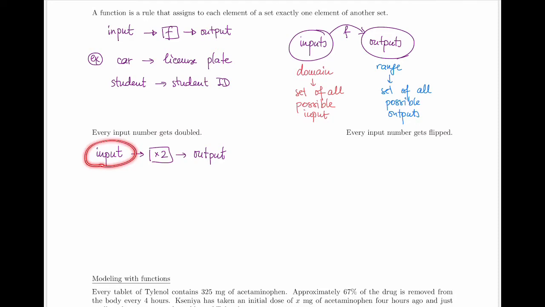Now, the input can be anything here. Any number can get doubled, right? And so I can, of course, go through examples and say, what if the input is 4, then the output is 8? What if the input is 3? Then the output is 6, and so on. But if I want to describe it in a little more generality, I can say that the input can be any number x, and then the output will be twice that number.